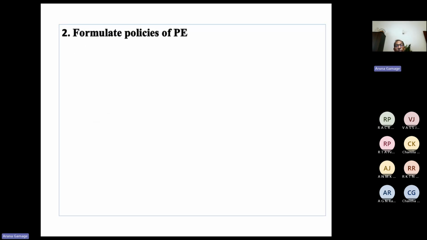Then the second one is to formulate policies of performance evaluation. You have to have policies. Policies are guidelines, and guidelines are for thinking and action. When it comes to performance evaluation, there should be policies. If there is a policy of performance evaluation, you have to follow it. If there are no policies, you have to establish them. Understand? If there are no policies, it is better to formulate them. If you have a policy, you can ensure consistency in doing it.